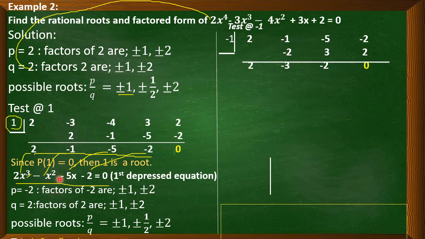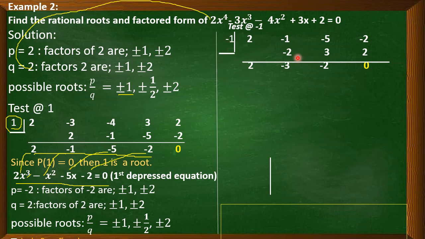Then we have negative 1 coming from the coefficient of negative x squared. Then negative 5, negative 2. Okay, let's begin with the synthetic division. So bring down 2. 2 times negative 1 is negative 2.